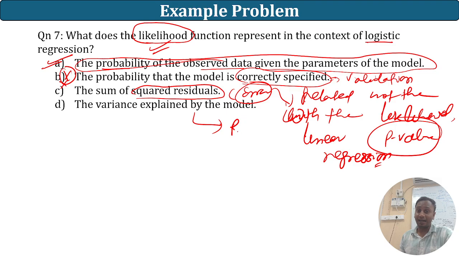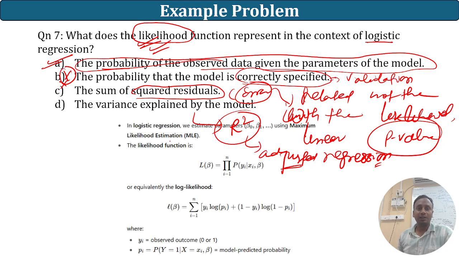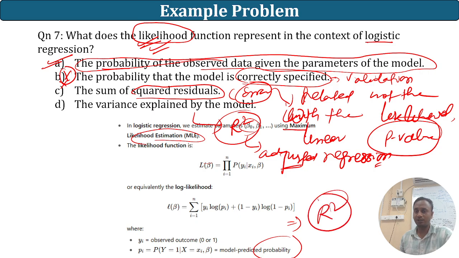It explains the R square value, or maybe the adjusted R square, not the likelihood. So we can see logistic regression was estimated for beta 1, beta 2 using maximum likelihood estimation. That is the formula. It's actually a probability of the model parameter, not the variance, not the R square.